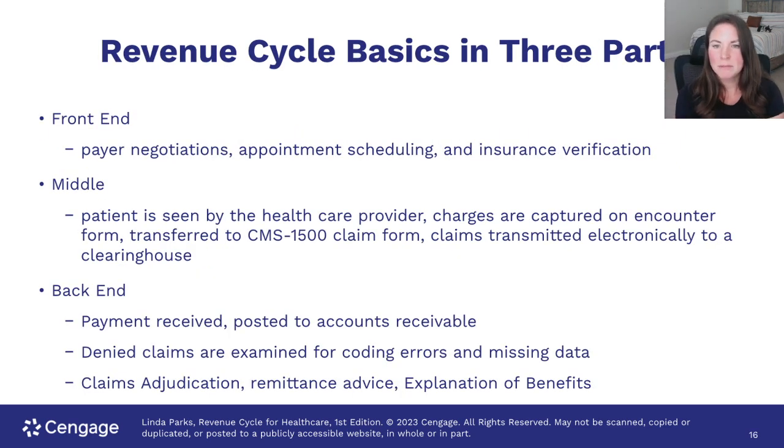The back end part is where the claim is processed and sent to the payer. Then the provider will get their payment, which they post to accounts receivable. Or if the claim gets denied, this is where they would check it for any errors in coding and see if anything is missing. And then they can either send a corrected claim or file an appeal. We'll talk about appeals later on in the semester.